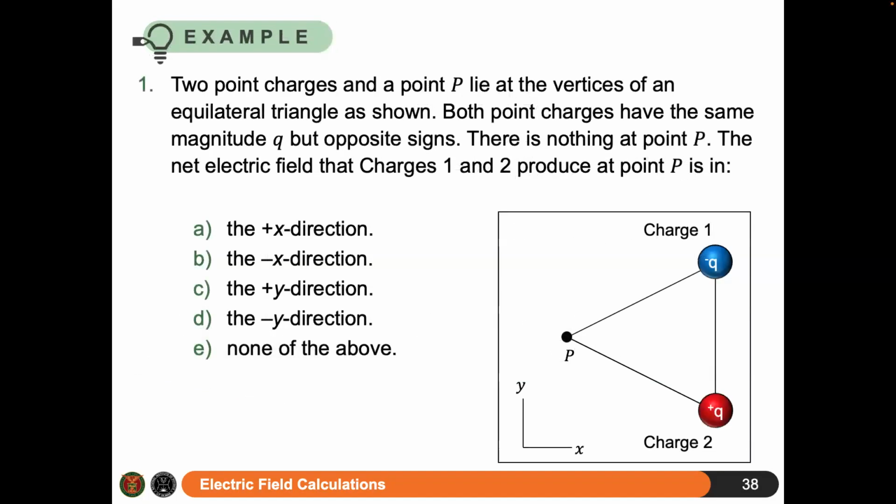So another example: two point charges and a point P lie at the vertices of an equilateral triangle as shown. Both point charges have the same magnitude Q but opposite signs. So charge 1 is negative Q and charge 2 is positive Q. What is the net electric field at point P? What is the direction?